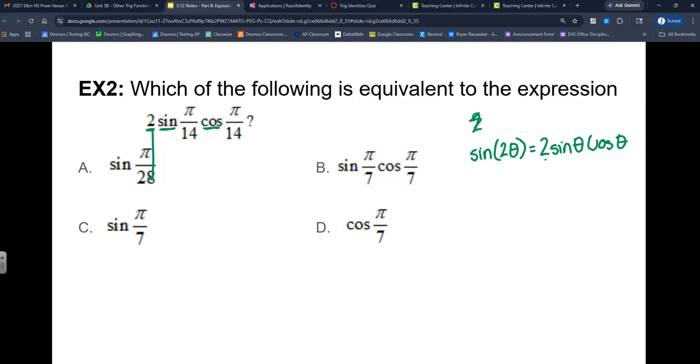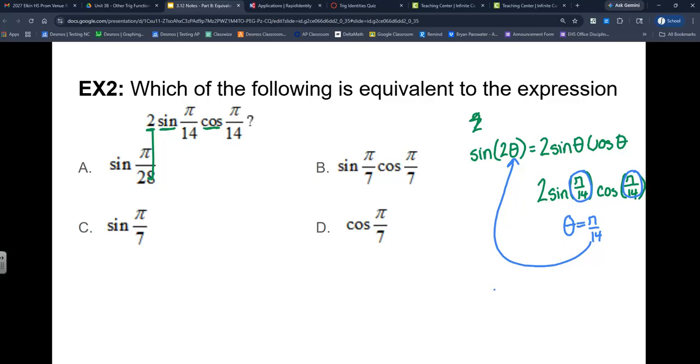So what I'm looking at is the right side of that equation, right? I've got 2 sine of pi over 14 cosine of pi over 14. So this looks just like my identity, except instead of having theta, I've got pi over 14, which means that my theta is pi over 14. Which means that I could put that here for my theta.